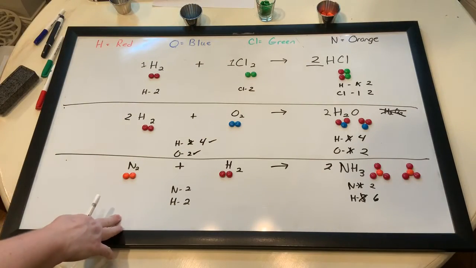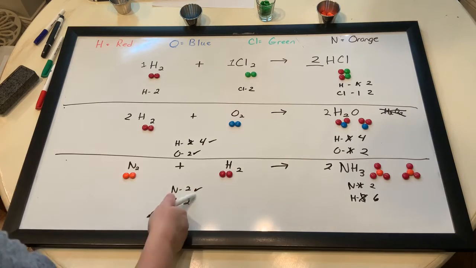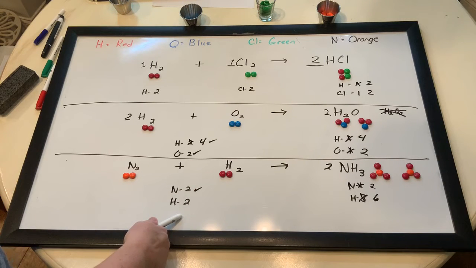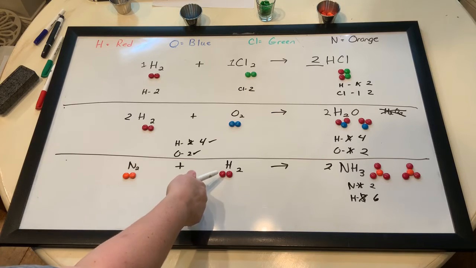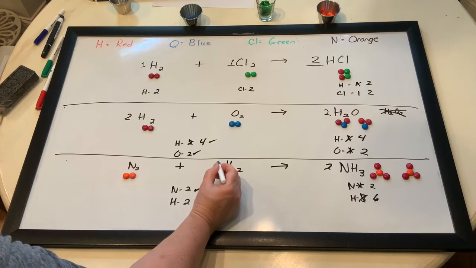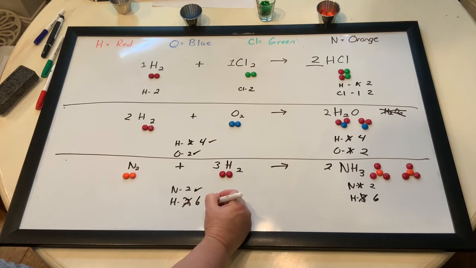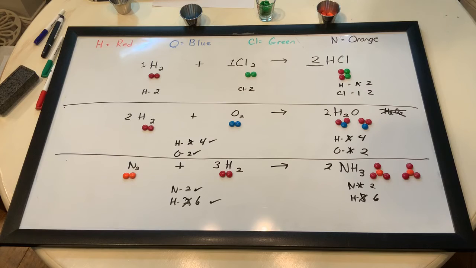Let's come back over to this side. Are my nitrogens good? Why, yes, they are. 2 and 2. Are my hydrogens good? No, they are not. How am I going to get this to 6? What times 2 equals 6? 3 times 2. So now that is 6, and everything balances.